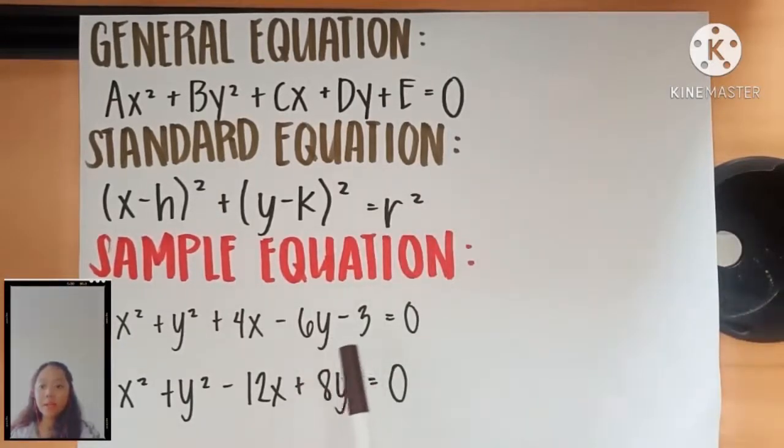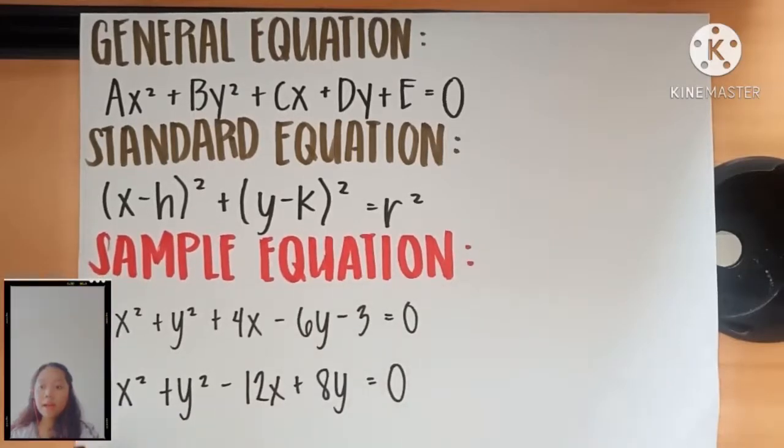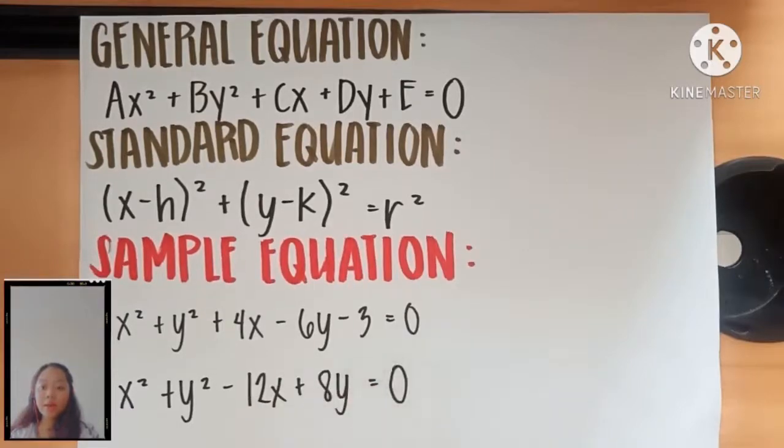We have the sample equation, x squared plus y squared plus 4x minus 6y minus 3 equals 0. This is an example of a general equation because our equation is equal to 0. Number 2, x squared plus y squared minus 12x plus 8y equals 0. This is also an example of a general equation because our equation is equal to 0.